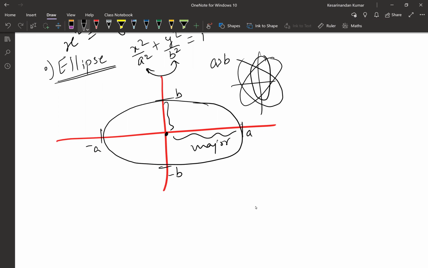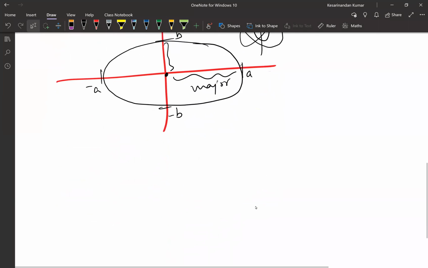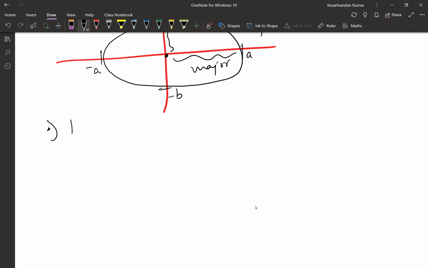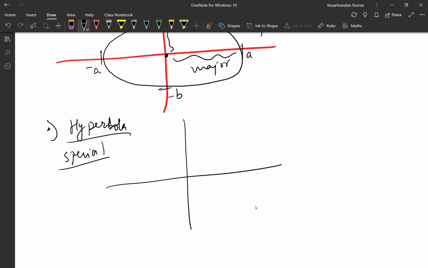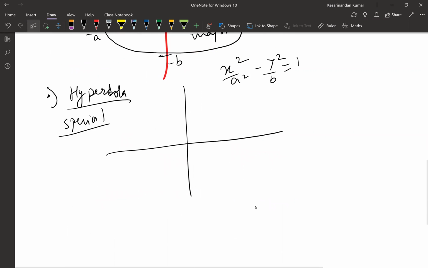Okay. Let's move forward then. The parabola is done, ellipse is done. We will have our hyperbola, and in hyperbola we have two cases: the normal hyperbola, and we have one more, that's the special case. Normal hyperbolas are like this, and its equation is x square by a square minus y square by b square is equal to 1. This equation, just put a minus sign here and you will have a hyperbola. Hyperbolas are like this.